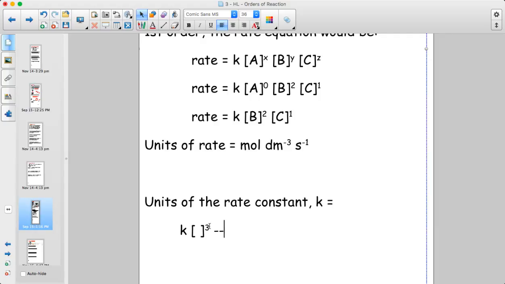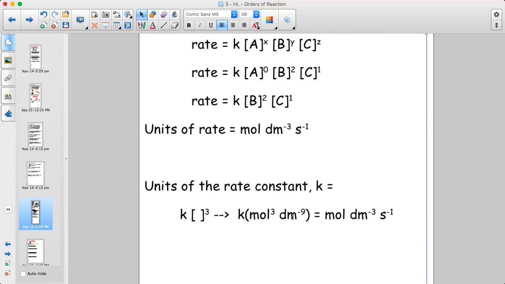So concentration cubed is going to give us mole cubed, and it's going to give us dm to the minus 9. Right, that's what happens if you take the units of concentration and you cube them. Okay, so we've got mole cubed times dm minus 9. All right, and that's times K. And when we times K, it has to equal this. So K essentially has to be something that will cancel out moles squared and that will cancel out dm to the minus 6.